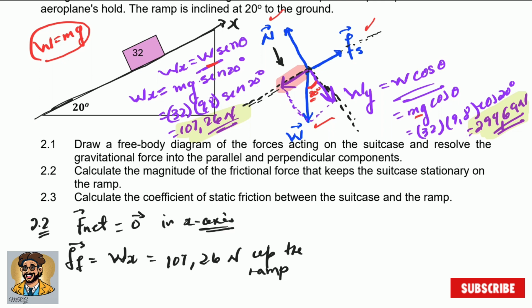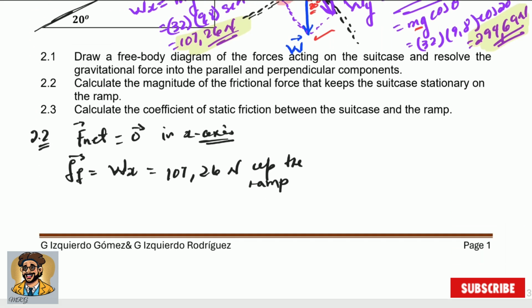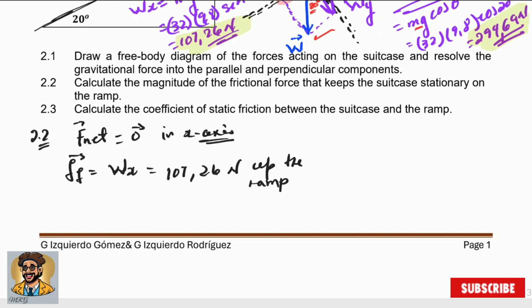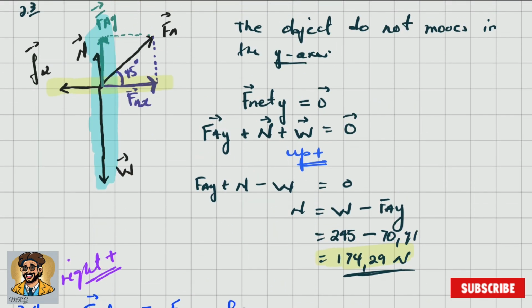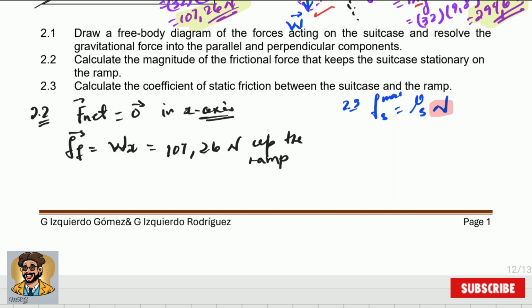And then question 2.3, calculate the coefficient of static friction between the suitcase and the ramp. So now this one is also quite interesting. The frictional force, this one is question 2.3. You know that the static frictional force, or the maximum static frictional force, let's say, is equal to the static coefficient of friction multiplied by normal. We don't have the normal. We don't know how much the normal is. But in the previous video, we learned how to calculate normal. We have to go all the way to the y-axis. So to calculate this normal, we go to the y-axis.